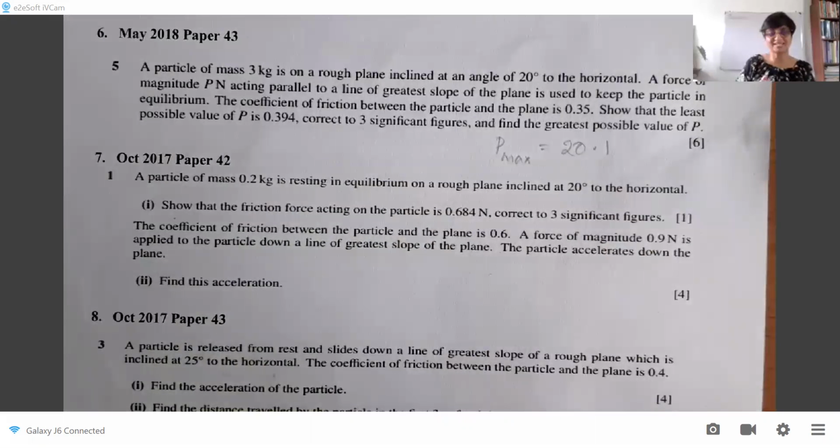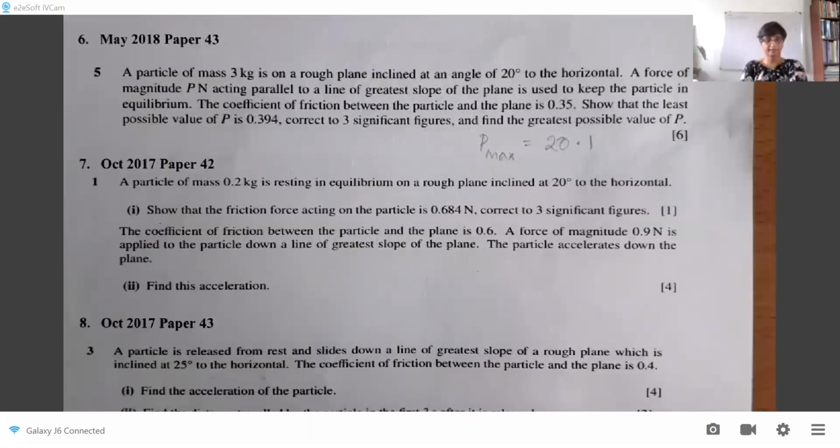Number 7. Start. So no diagram given. You have to sketch a diagram. A particle of mass 0.2 kg is resting in equilibrium. Make a note of in equilibrium on a rough plane inclined at 20 degrees to the horizontal. Show that the friction force acting on the particle is this. It's just 1 mark.